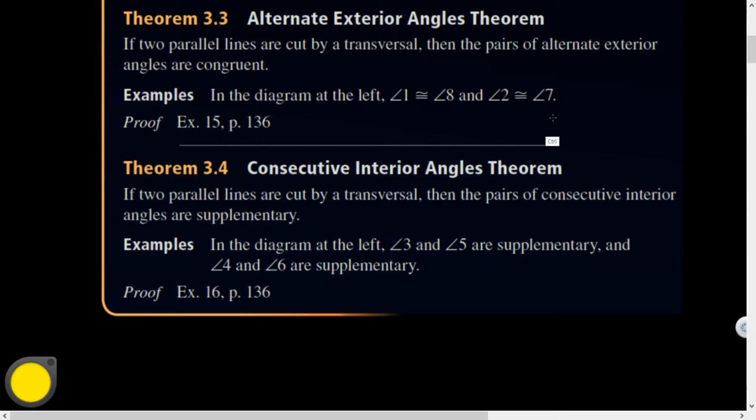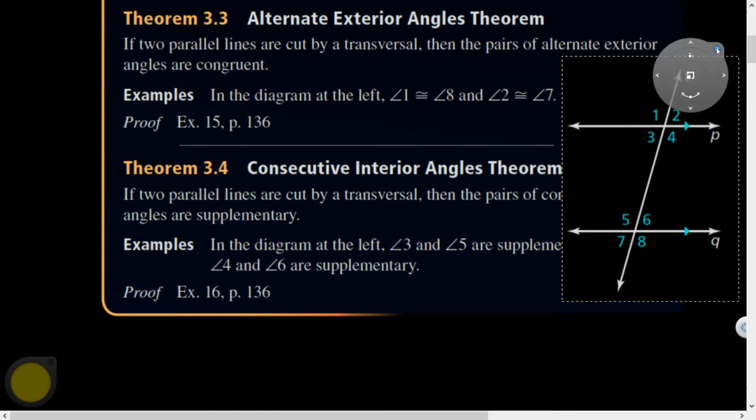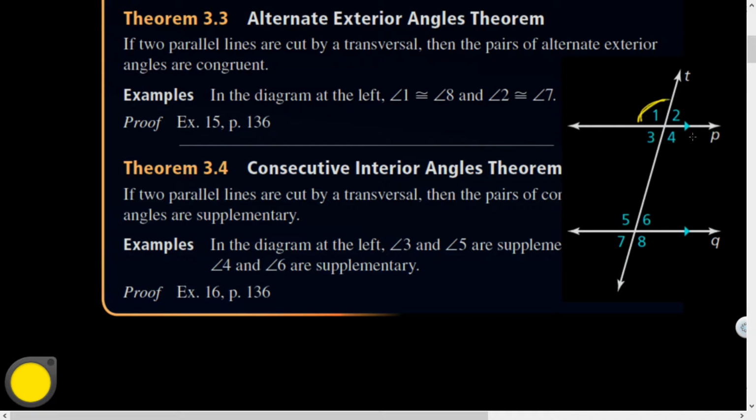Let's see, alternate exterior angles theorem. Alternate exterior angles are going to be congruent. Wow, isn't this great? So let's see, angle 1, what's the alternate exterior angle to 1? 8, right? Alternate because they're on opposite sides of the transversal, and they're on the exterior because the interior is here. All right? So those will be congruent to one another.